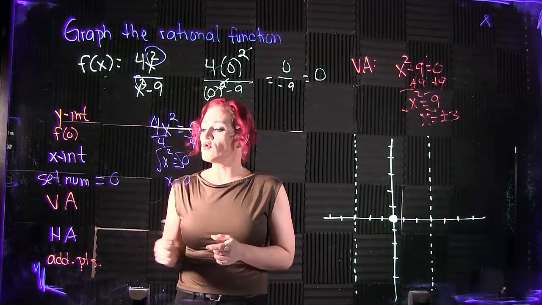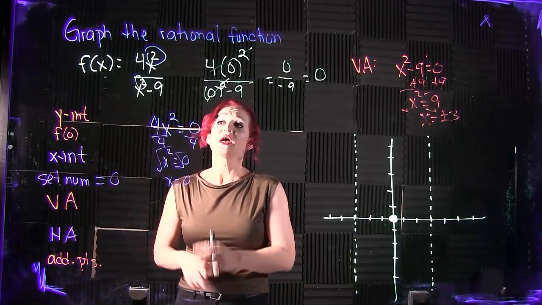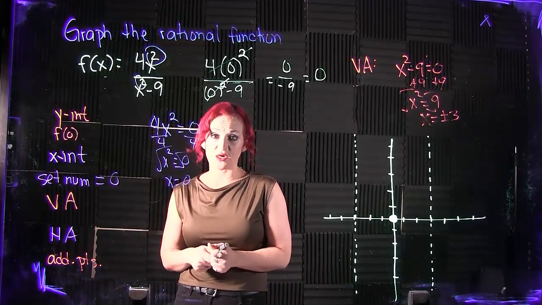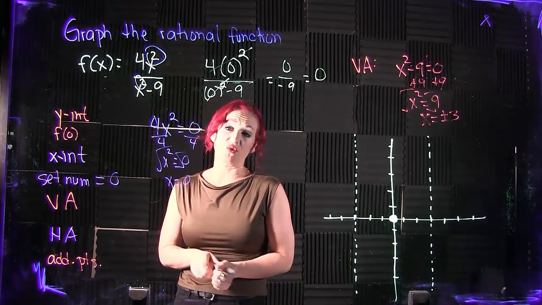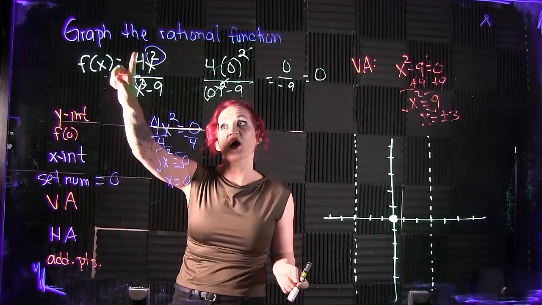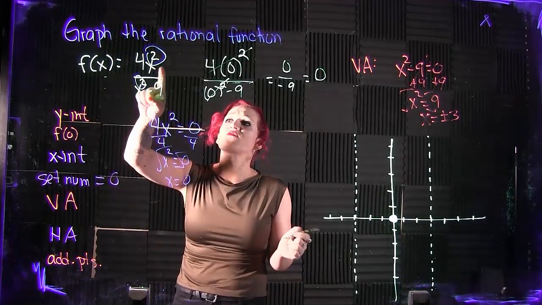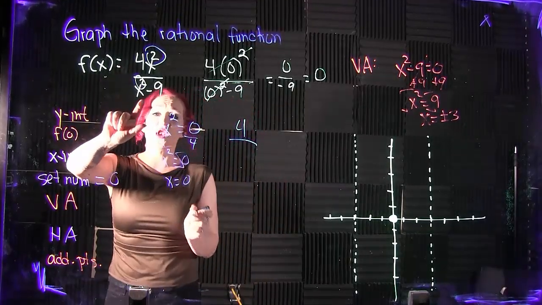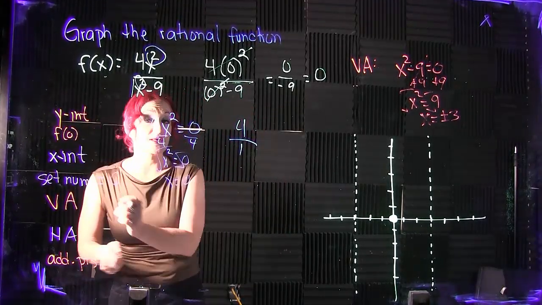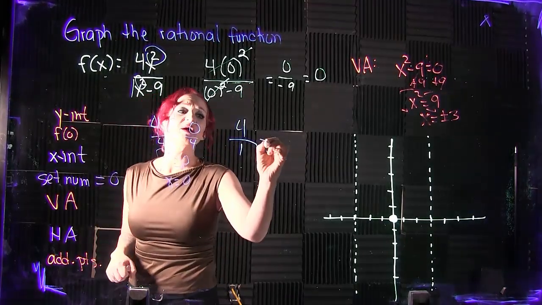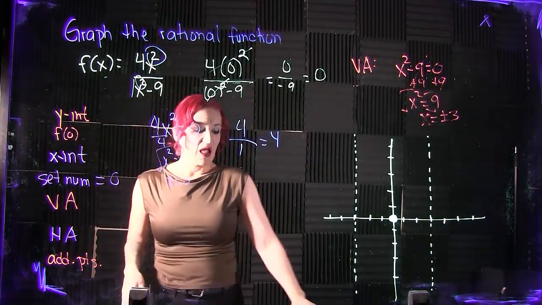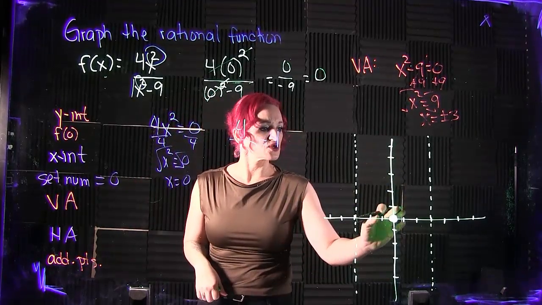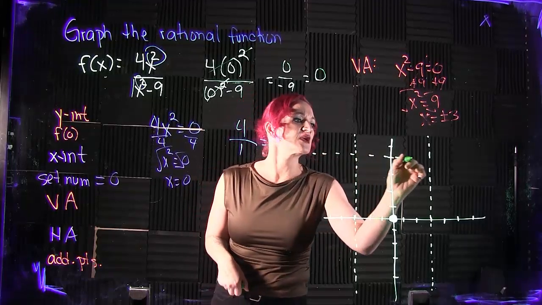The rule for horizontal asymptotes says that if the degrees are the same, which they are in this situation, your horizontal asymptote becomes the division of the coefficients in front. In front of our numerator x squared, we have a 4. In front of our denominator x squared, we have a 1. So 4 over 1, which is just 4. That means that we have a horizontal asymptote on our y-axis at y equals positive 4.